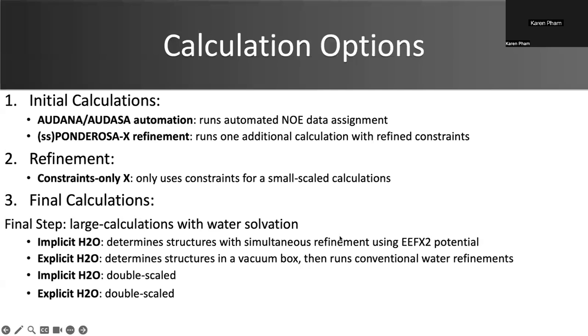So, a little bit deeper look into the calculation options. You can start your initial calculations with the ADANA DOS automation or the SS Ponderosa X refinement. If you want to use your own constraints, then you can also do refinement with constraints only X. For any final and larger calculation with water solvation, you have the option of using implicit and explicit H2O.